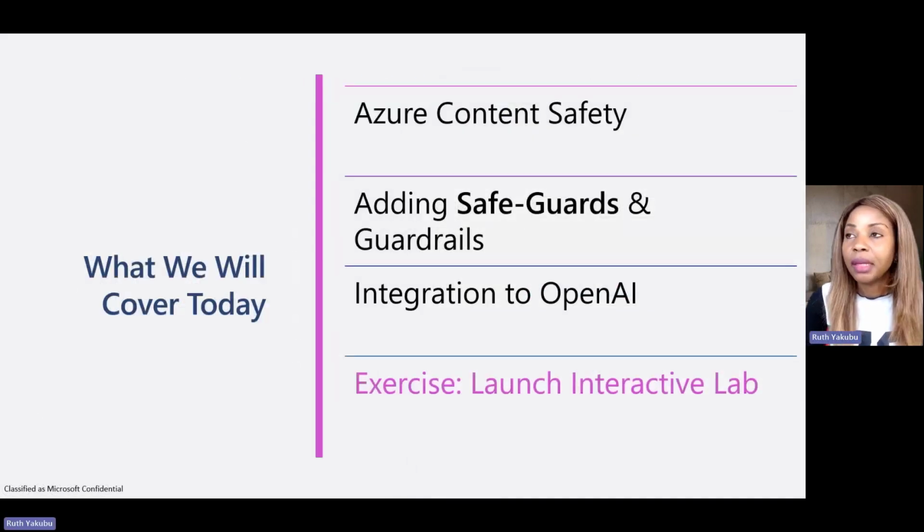What we're going to be covering is, number one, we need to lay the foundation. What exactly is content safety? We're going to go through the process or the concept of adding guardrails and safeguards to our AI systems, especially when we're integrating with OpenAI solutions. We're going to walk through the integration to OpenAI and also a high-level architecture around that. Then lastly, we'll be able to start and get into the actual exercise.